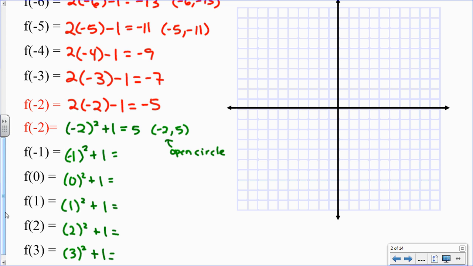So -1 squared plus 1 is 2. 0 squared plus 1 is 1. 1 squared plus 1 is 2. 2 squared plus 1 is 5. And 3 squared plus 1 is 10. Okay, so let's go ahead and graph our points.